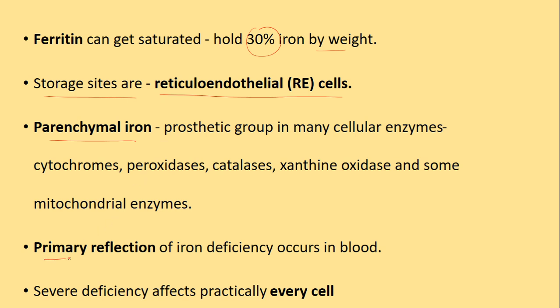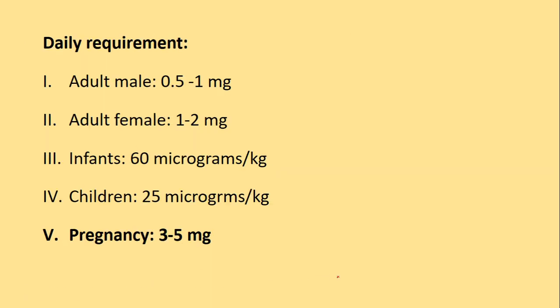So the primary reflection of iron deficiency will be seen in the blood. There will be deformation of the RBCs, and severe deficiency can affect every cell in the body.